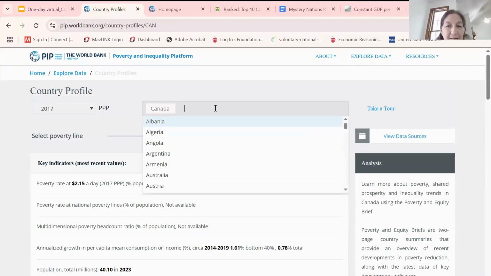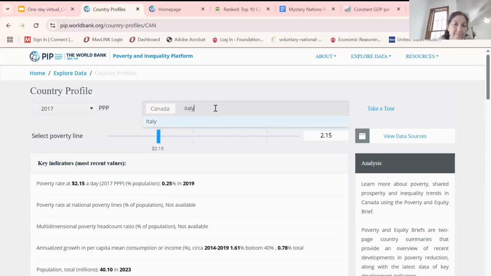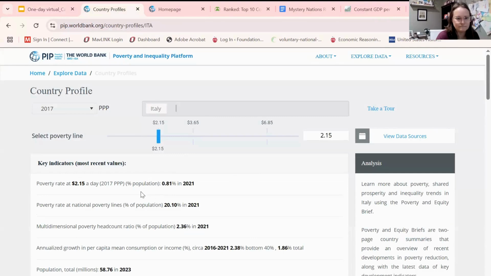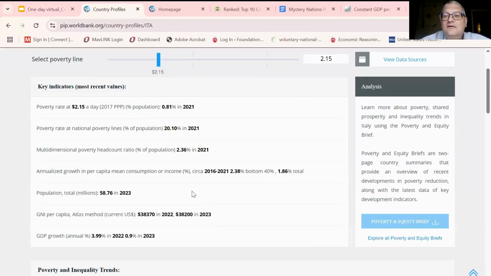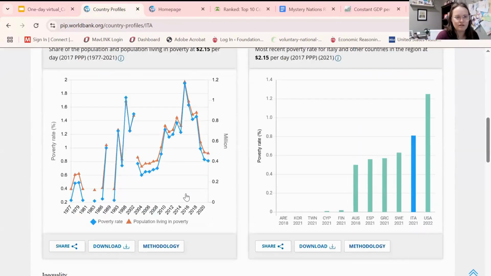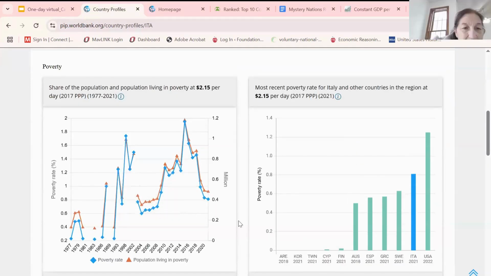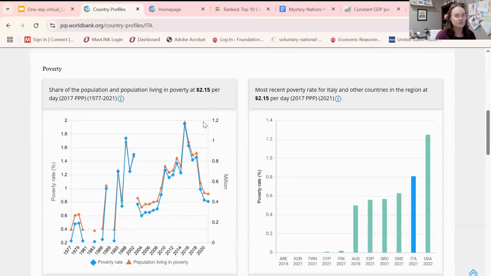I'm actually looking at Italy. I always enjoy the train wreck, which is the Congo. Okay, so here's poverty in Italy. Oh, wow. Oh my gosh. But remember, it's $2.15. It's that absolute poverty. Now, does that mean that there's not a lot of poverty in Italy? But they're looking at that. They're looking at it in the relative poverty versus the absolute poverty.